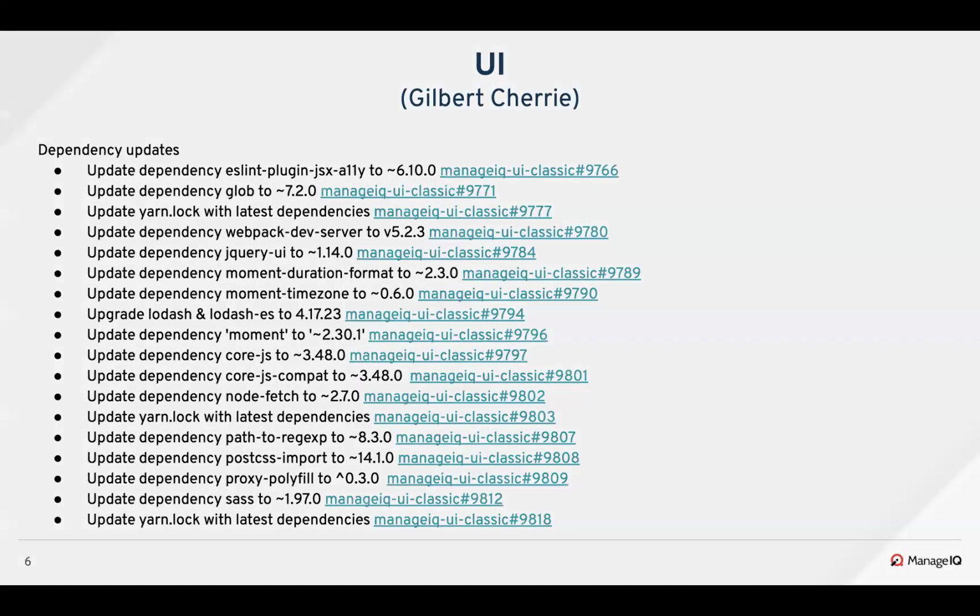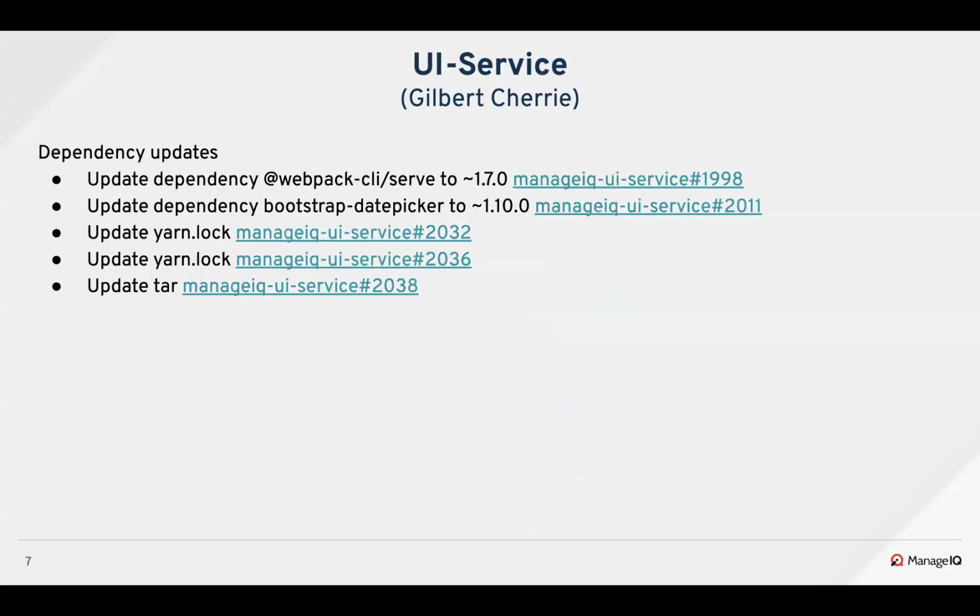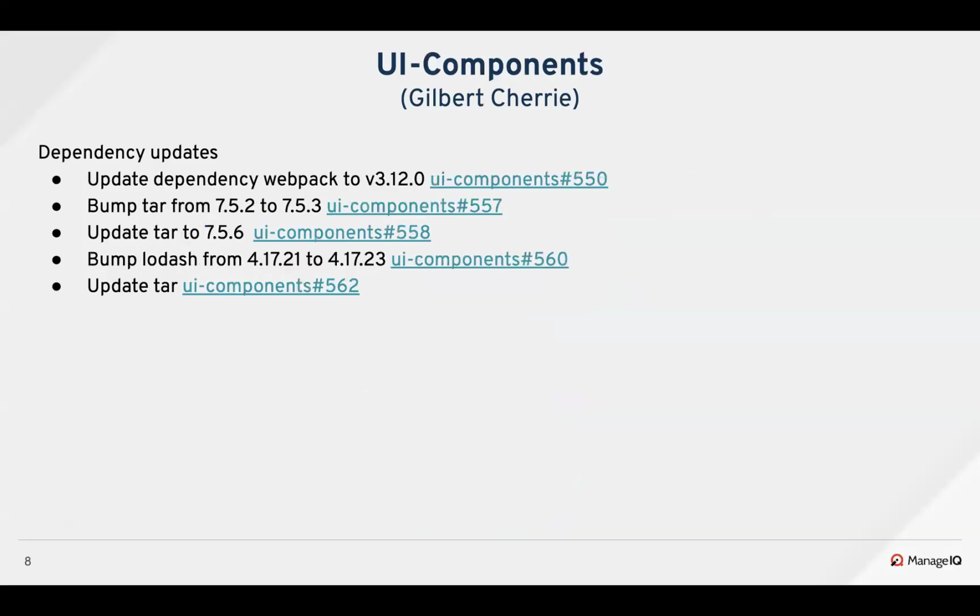These were the dependency updates for UI Classic. Some important ones were Lodash, ES, and tar, all included in the sprint. Next slide. For UI service, we had some dependency upgrades as well. Again, an important one here was tar was upgraded. Next slide. Same with UI components, dependency upgrades. Important ones were Lodash and tar. Next slide.